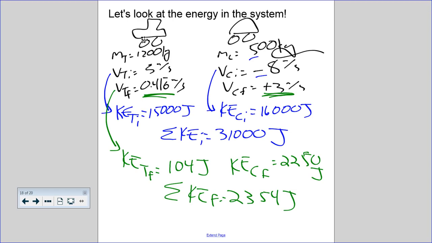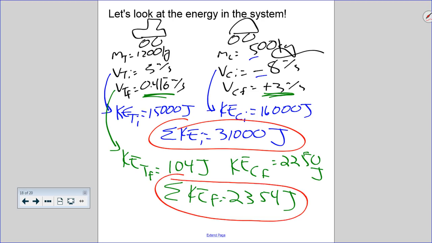During this collision, we lost a ton of energy, didn't we? Before the collision, we had 31,000 joules of energy. And after the collision, we only had like 2,000 joules, right? All right. And so it turns out most of that energy is lost to heat.